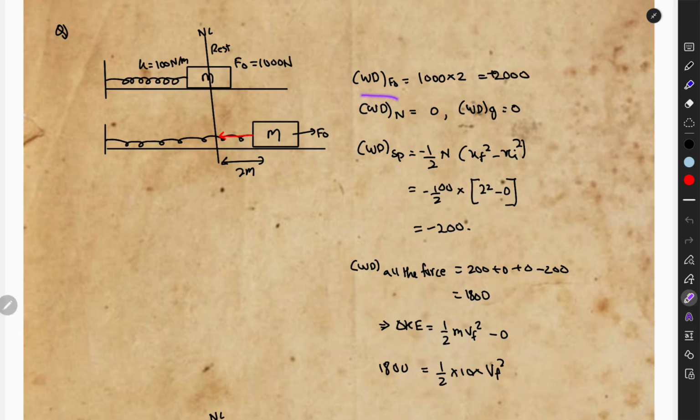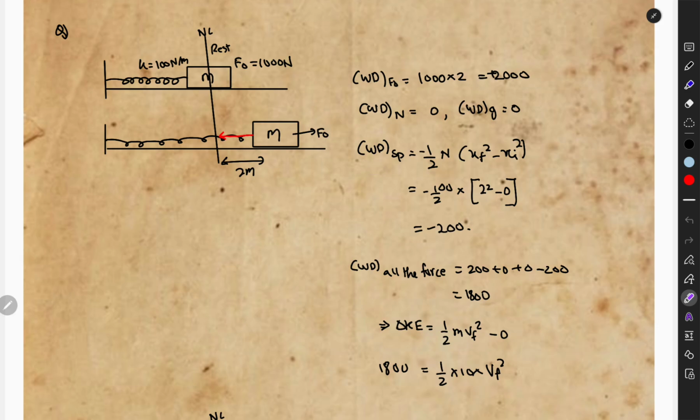So let's take the first case, work done by F naught. Take only the numerical value of F naught and multiply it with the distance traveled, which is 2 meters in this case. So we will get 200 joules. Okay, work done by the normal force. The normal force is at 90 degrees, and whenever the force is at 90 degrees, the work done will be equal to 0. Similar to that, the gravitational force will also become 0.